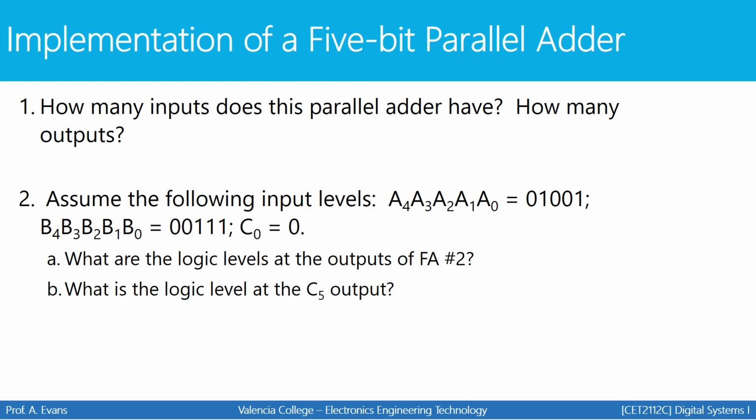So we have 2 questions we're going to answer. How many inputs does this parallel adder have, and how many outputs does it have? And then we're going to assume the following input levels. You're given an input for A, an input for B, and an input for your carry 0. And we're going to figure out what are the outputs for the second full adder as well as the last carry output. So let's start with inputs and outputs.